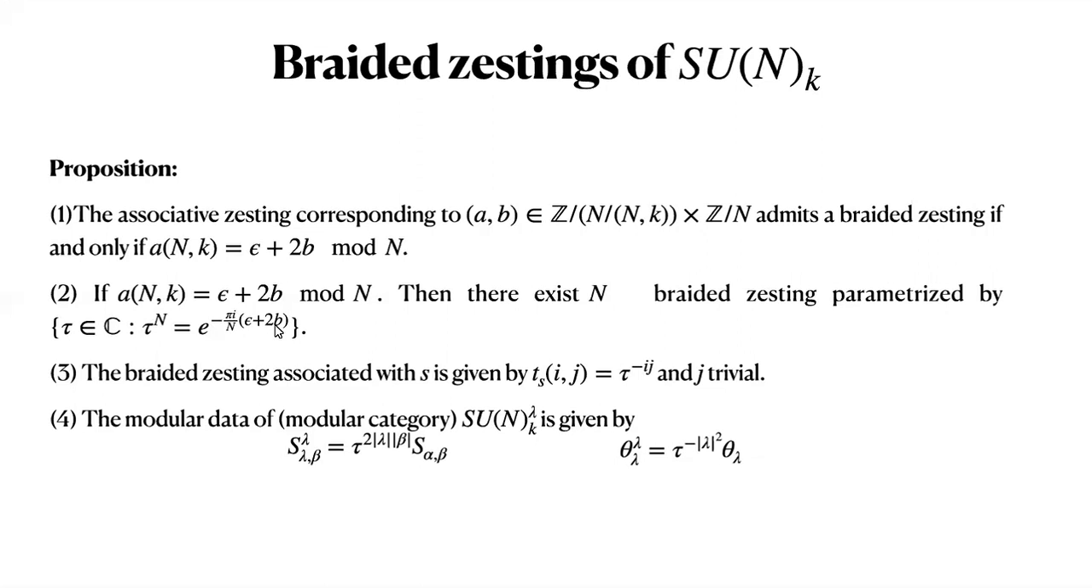And in this case, this j, it's trivial. You can take as a trivial, this j that, and this t is just tau to the minus ij, where this is the, I mean, yes.